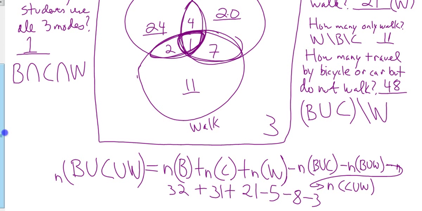Right, so what's going on? What is going on? First of all, are those numbers correct? Bicycle, 24, 25, 32. Yes. Car, 24, 28, 30, 31. Yes. Walk, 11, 13, 14, 21. Yes. Bicycle or car. That's this. 5. Bicycle or walk is 8. Car or walk is 3.